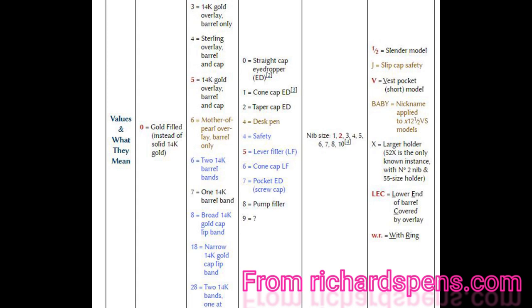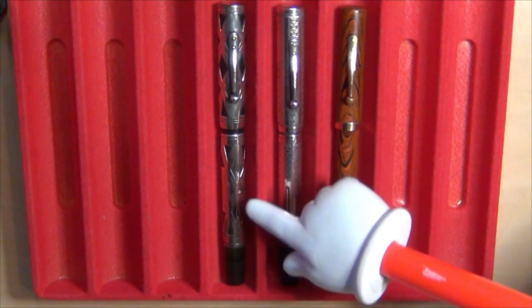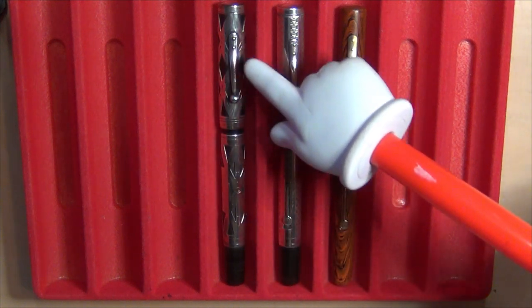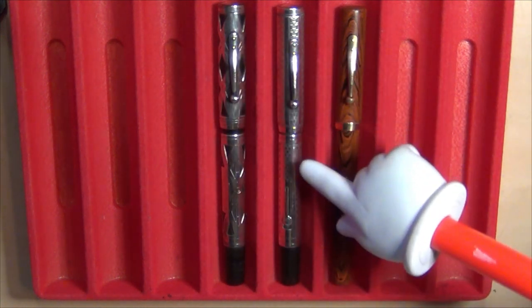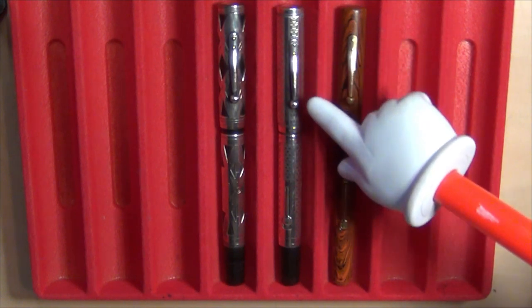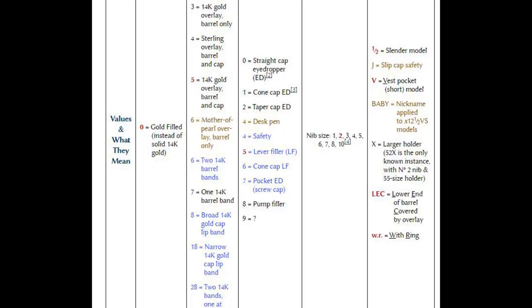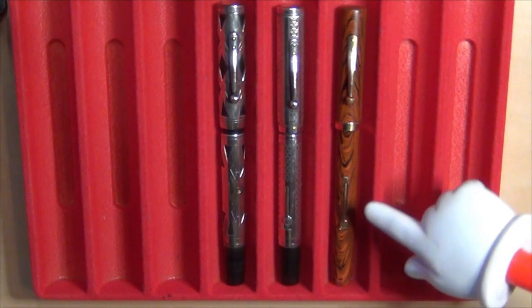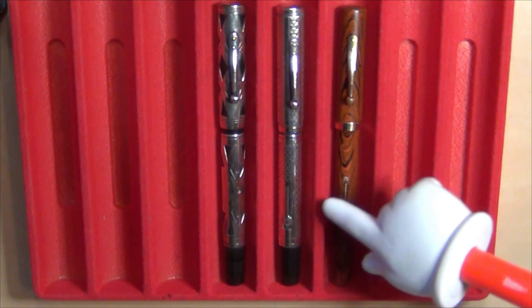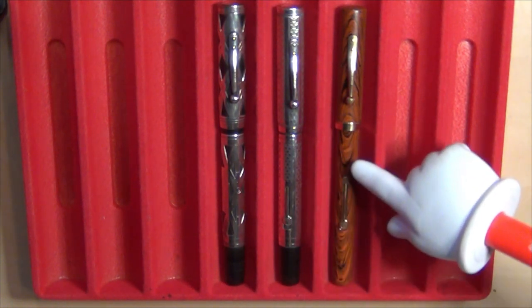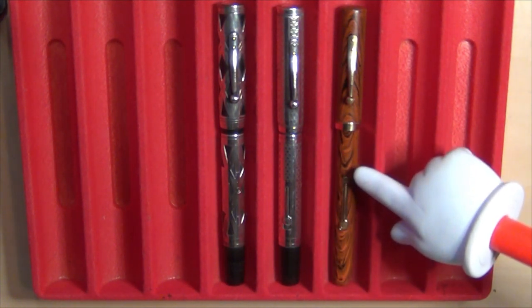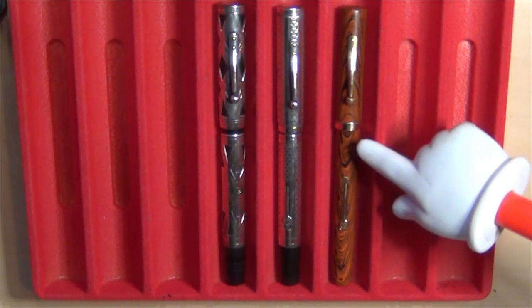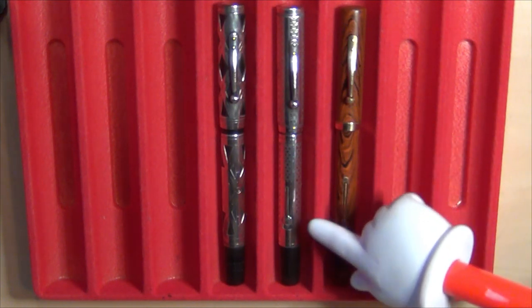The number 4 stands for a sterling overlay barrel and cap. The number 5 means that it's a lever filler. Okay, here's a lever. Yep, lever filler. So this is a 52. The 452 has a sterling silver overlay, whereas here there's nothing in the 100s column, but there is in the 10s column, the 52, lever filler.